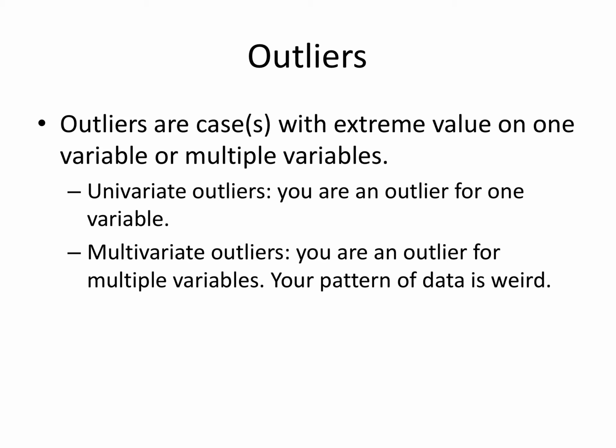We can do univariate analysis, where you're an outlier on one variable at a time, or we can do a multivariate analysis where you're an outlier for multiple variables. And so that implies that your pattern of data is an outlier. So, you might have been marking 7-1, 7-1, 7-1 on a scale, and so that pattern is very strange because people tend to mark 6-7, 6-7, 6-7. And so we'll talk about how to analyze both of these, because you'll have to do both depending on what type of analysis you're using.